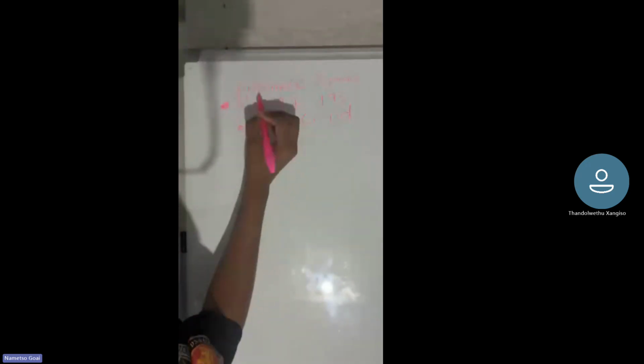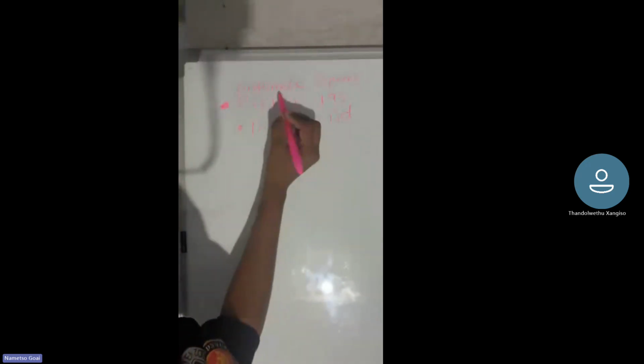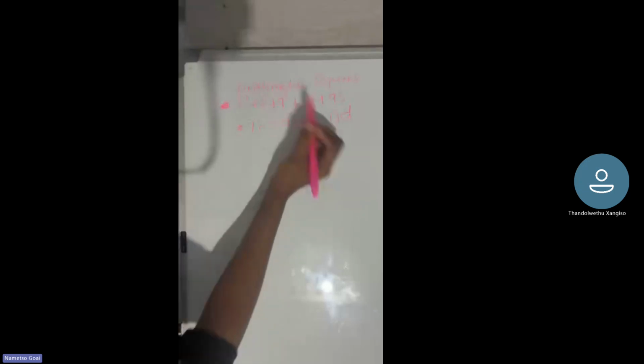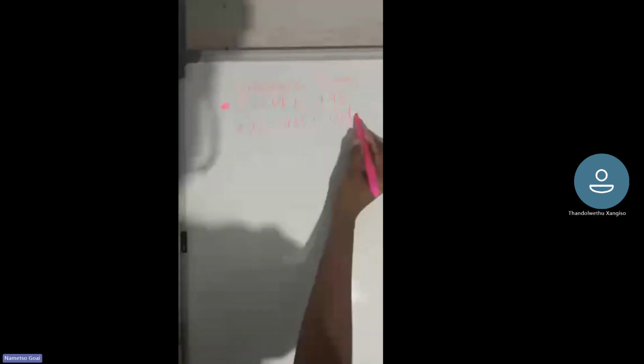So this 5 has an n of 1. This 7 has an n of 2. This 9, n equals 3. So you understand the whole general form of an arithmetic sequence.